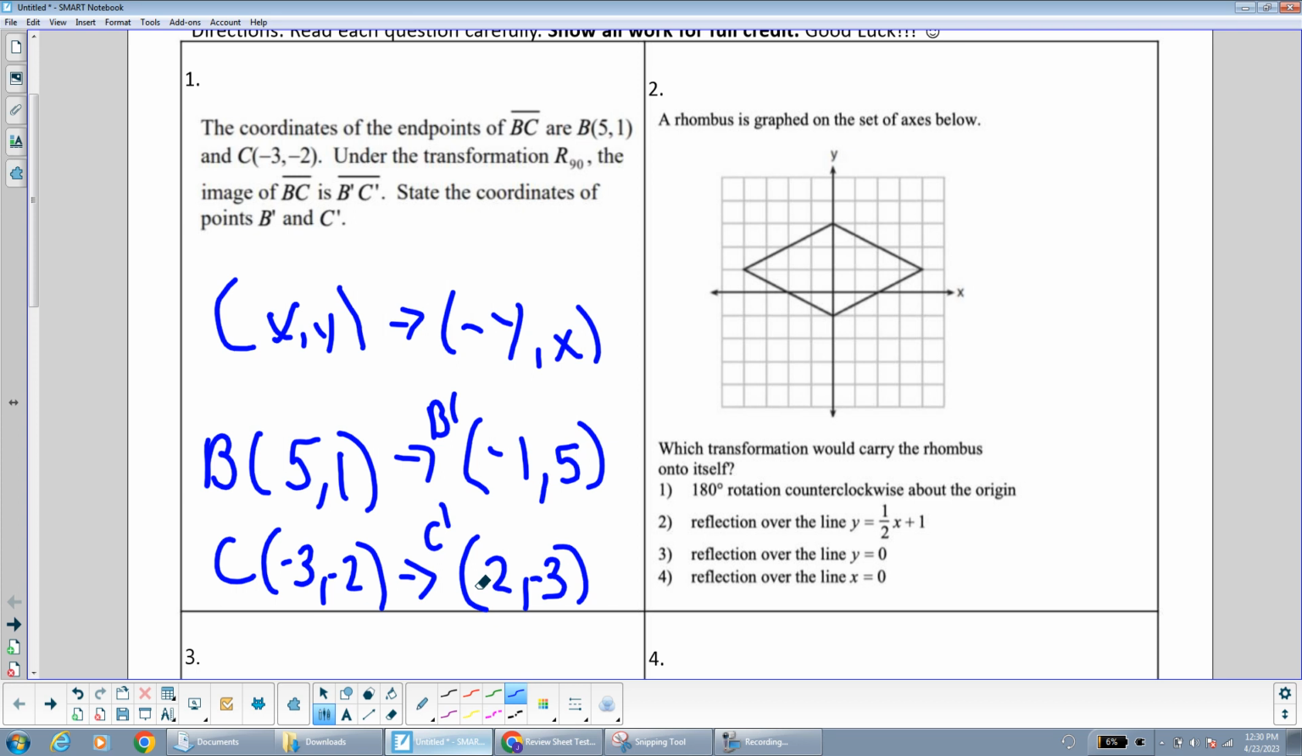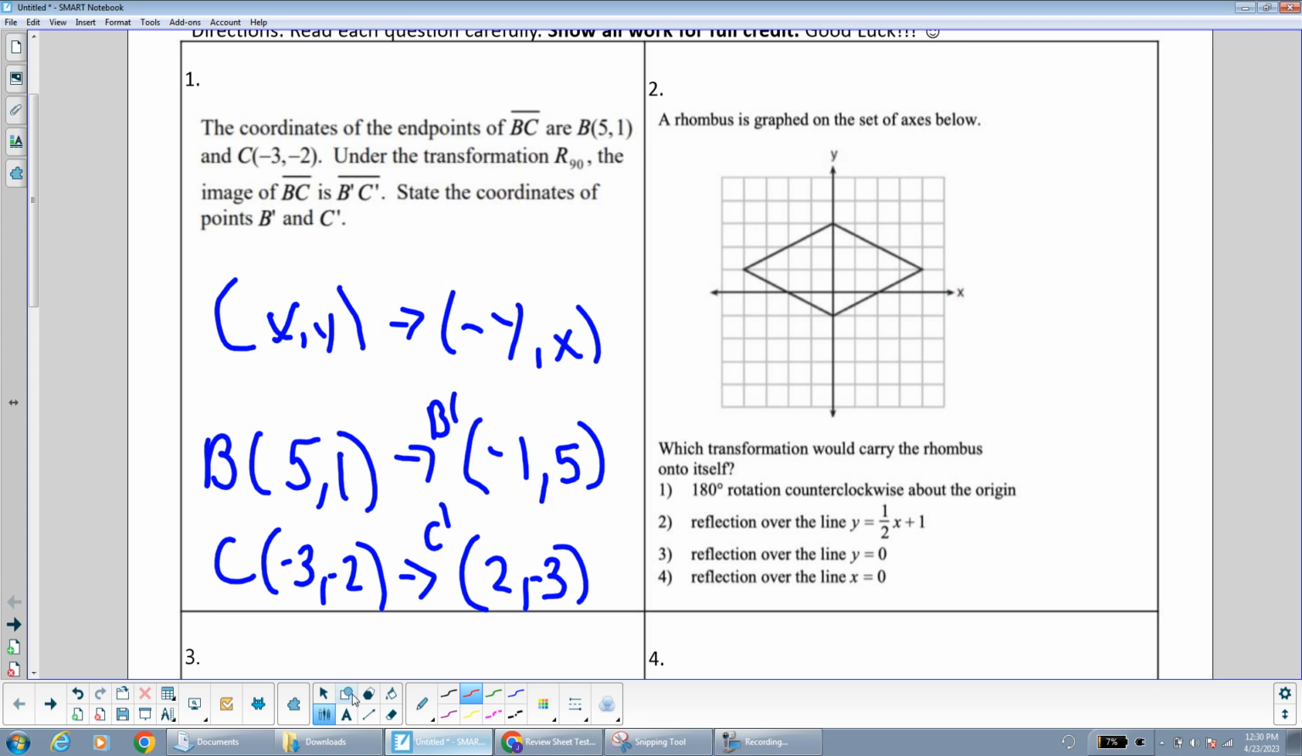Okay, for number 2, let's take a look at which of the answer choices is going to carry the rhombus onto itself. So a 180 degrees rotation counterclockwise about the origin. So I don't know about that one. The origin is not exactly in the middle of this rhombus, so I don't know if it ends up looking exactly the same. I think we should put this one on hold and look at the other ones.